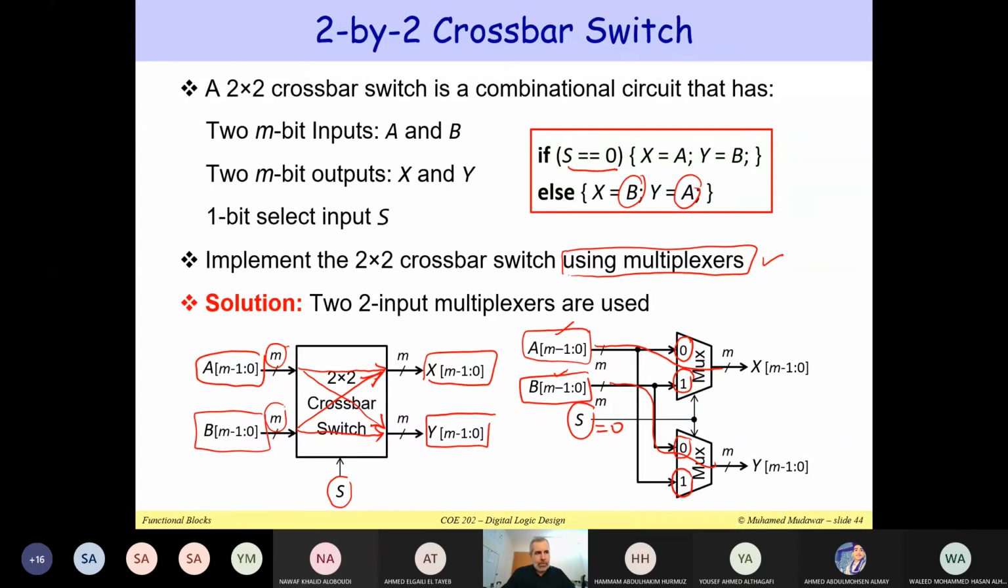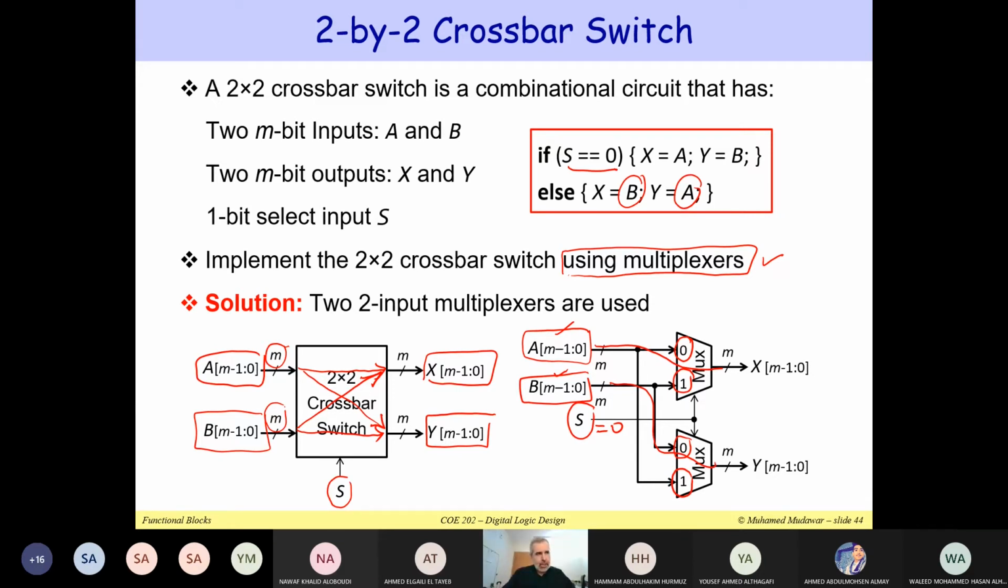Crossbar switches are very useful. People use them a lot in designs. For example, people use them when they are designing networks on chip. They use them in switches and routers, because they can switch or route the data. So this is the importance of the crossbar switch.